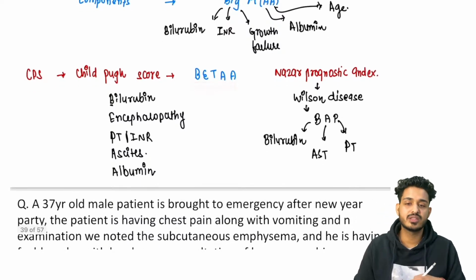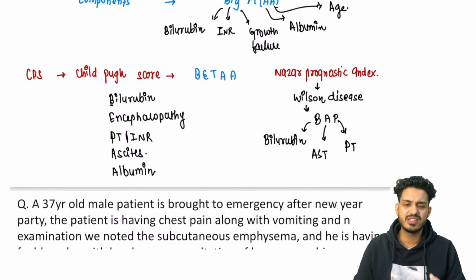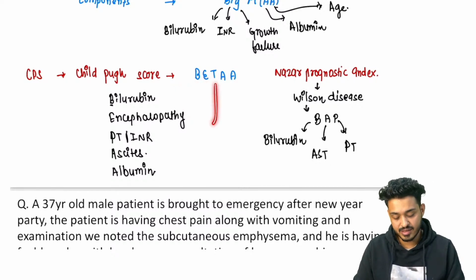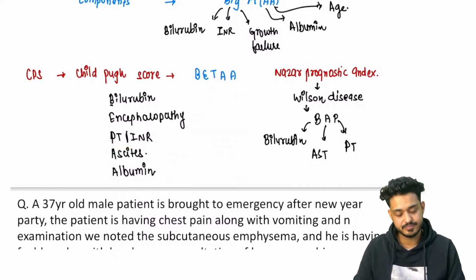Child pug score, that is going to be your beta. B for bilirubin, E for encephalopathy. Why this encephalopathy is happening? Anyone can answer, right? T for PTINR will be there, A for ascites, and A for albumin will be there, right? And Nazar prognostic index will be responsible for the BAP, bilirubin, AST, and PT, right?